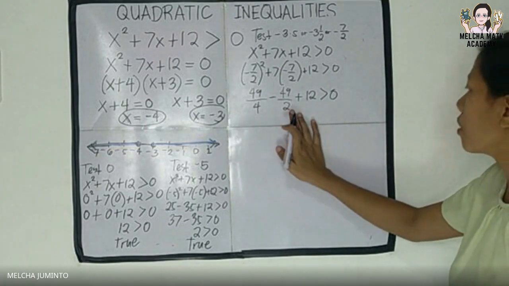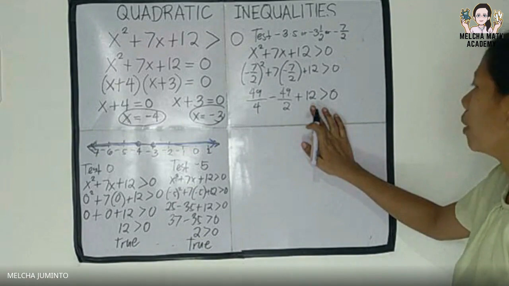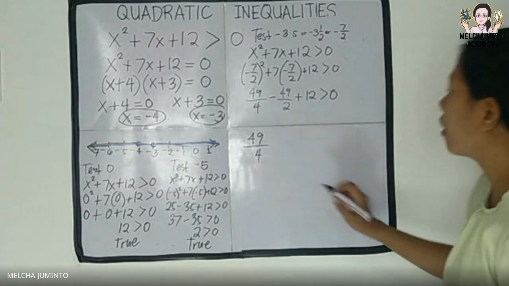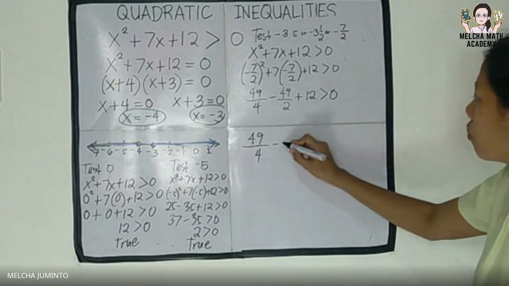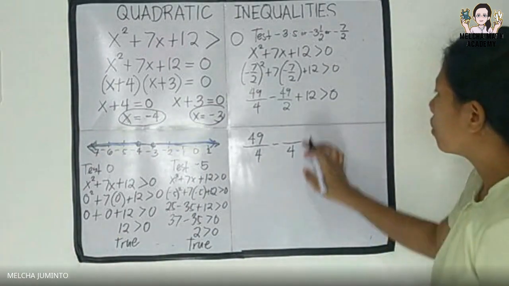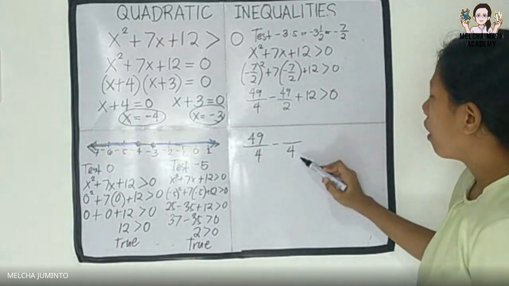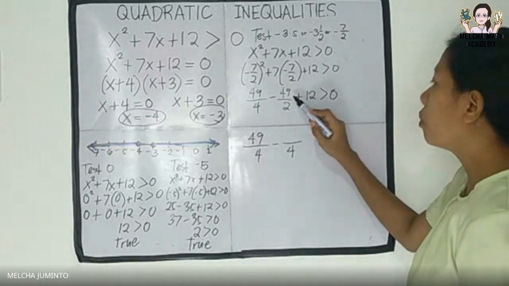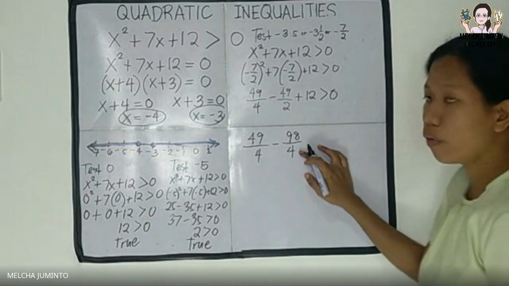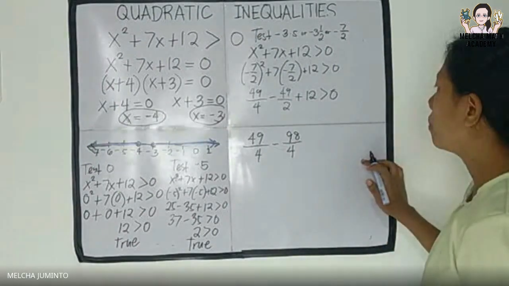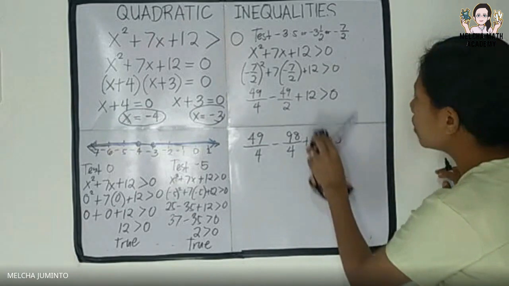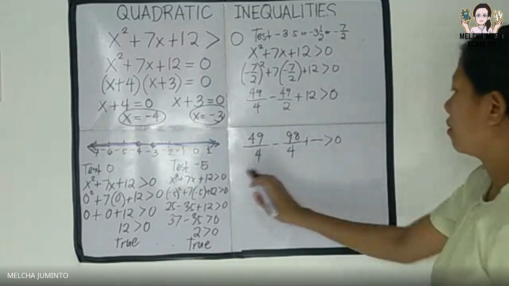So we have two fractions and one whole number. So the LCD here is 4. So let me use the LCD 4. I will first copy 49 over 4 minus. I will change 49 over 2 to its equivalent fraction, wherein the denominator is 4. So I multiplied 2 with 2 to get 4. I need also to multiply 49 with 2 to get the equivalent fraction. So that is 98 over 4, which is equal to 49 over 2, plus 12 is greater than 0. By the way, 12 can also be changed for us to easily combine the three terms.